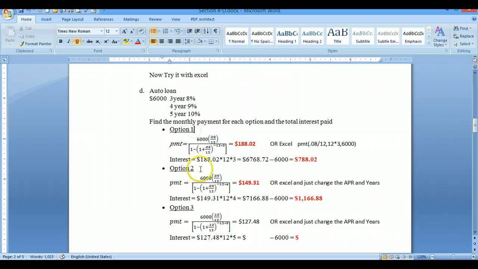So we have option 1, option 2, and option 3. Again, we have our payment formula. We'll type in principal of $6,000. APR is 8%. Monthly payments, so 12. And 12 months a year for, in this first option, is 3 years. So Y is going to be 3. Copy and paste that into Microsoft Excel, or we could also use our new payment formula.